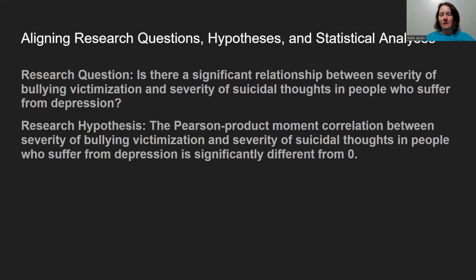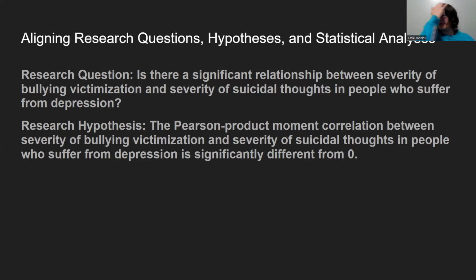So for this, we see that we're doing a significant relationship, which insinuates that we're doing a Pearson product moment correlation because both our bullying victimization severity and severity of suicidal thoughts would likely fall on an interval level of measurement, which is a scale. And so the research hypothesis would be: the Pearson product moment correlation between the severity of bullying victimization and severity of suicidal thoughts in people who suffer from depression is significantly different from zero.